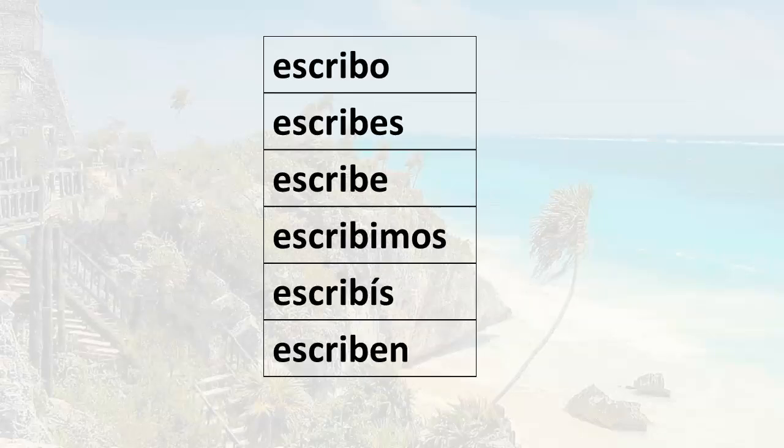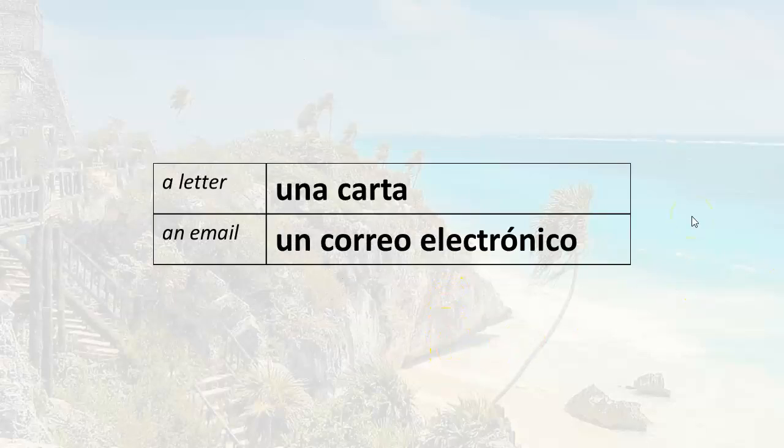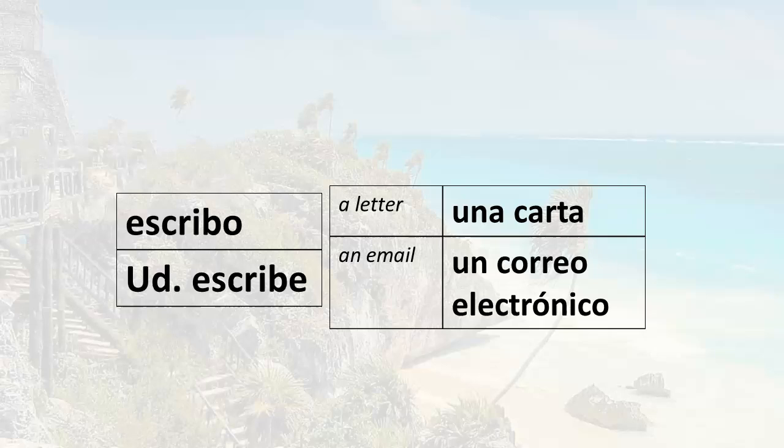So the 6 forms are escribo, escribes, escribe, escribimos, escribís, escriben. 2 nouns that are commonly used with the verb escribir are una carta, a letter, and un correo electrónico, an email. So let's look at a few examples here.